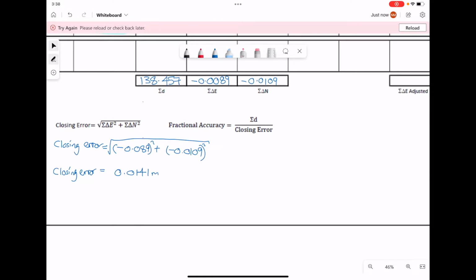To calculate the fractional accuracy, which gives a measure of how good the survey was completed, we take our sigma d, our total distance that we've covered in the 4 parts of the traverse. In that case, it's 138.457, and divide it by our closing error, 0.0141. That gives us a value of 9,849.5.